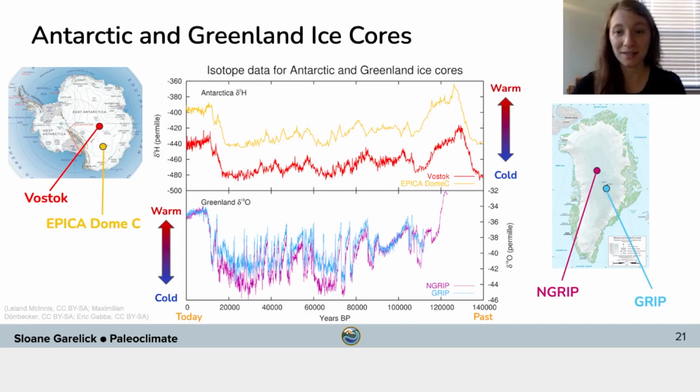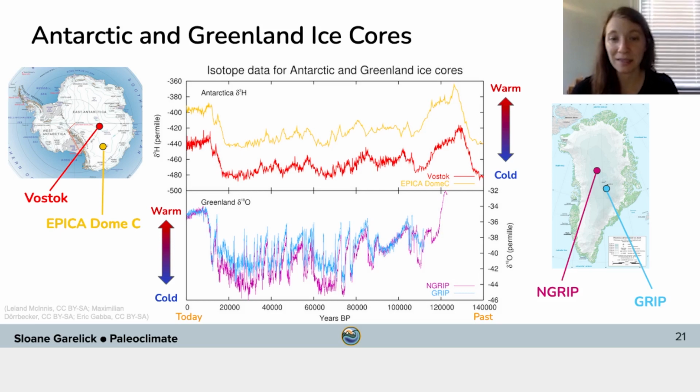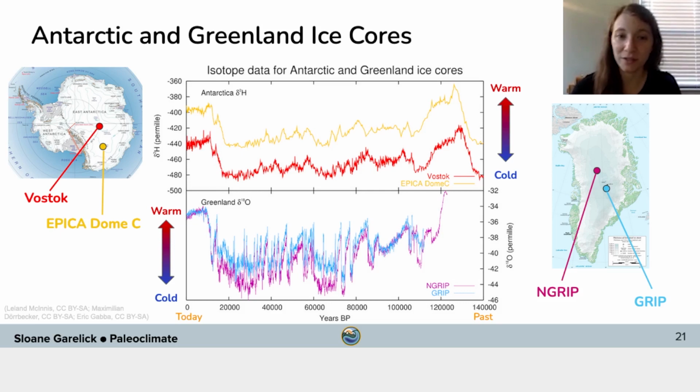Delta D and delta 18O allow for long-term reconstructions of temperature from ice cores. Shown here are examples of ice cores from Antarctica and Greenland that extend back 800,000 years. On the top are examples of hydrogen isotope records from two different Antarctica cores, and on the bottom are oxygen isotope reconstructions from two different Greenland cores. And on the x-axis, present day is on the left, and the past 140,000 years is on the right.